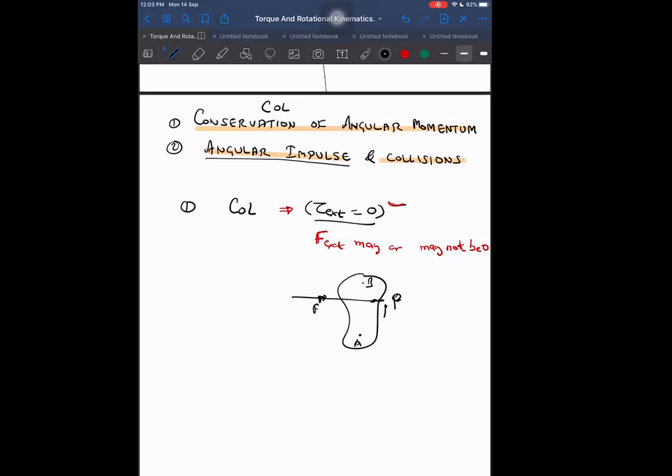So it depends, because torque may be 0 even when the external force is acting. About some points torque will be 0 due to that external force, and about those points angular momentum will definitely be conserved. So we have to consider that point. We have to find out that point. We have to look for that point always. The quicker you are able to find that point or those points, and it will not be a single point, it will be a single line.